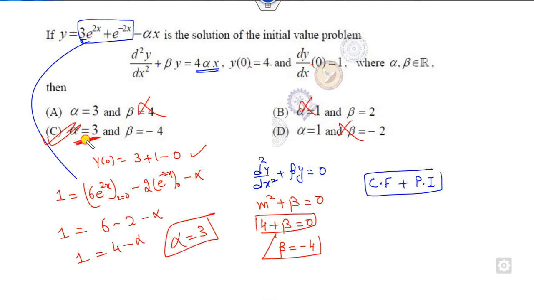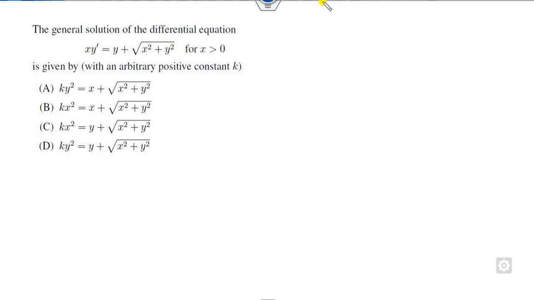So this option is again correct. But there is no need; you can simply solve it with the help of the homogeneous equation. Okay, look at the next one.